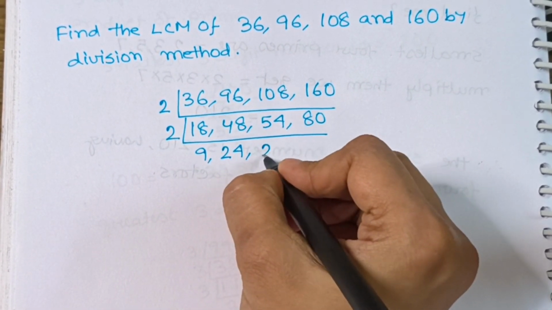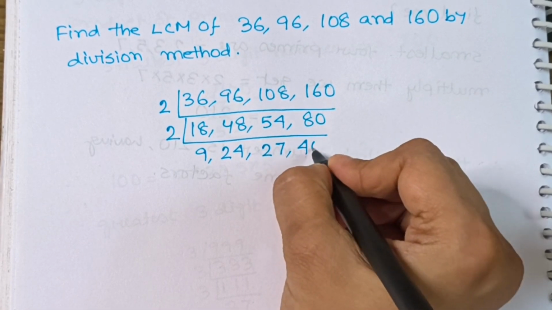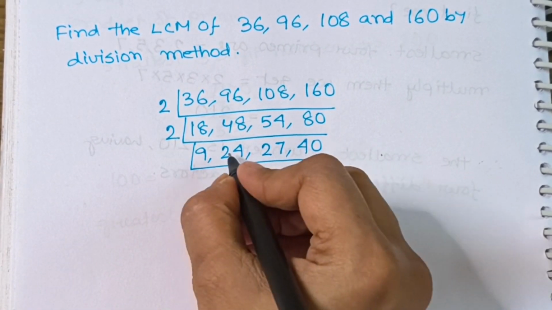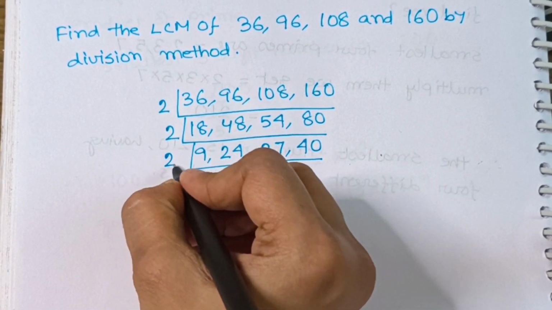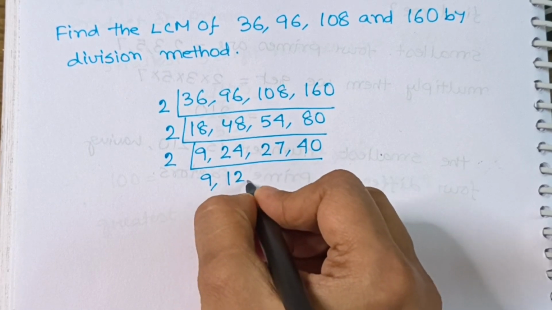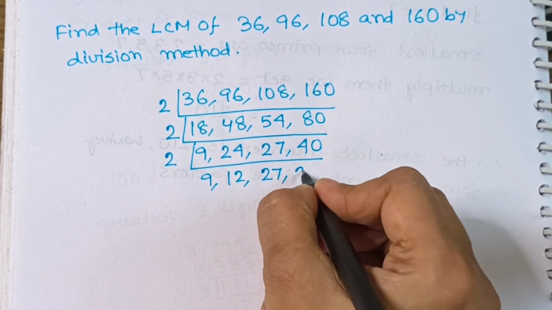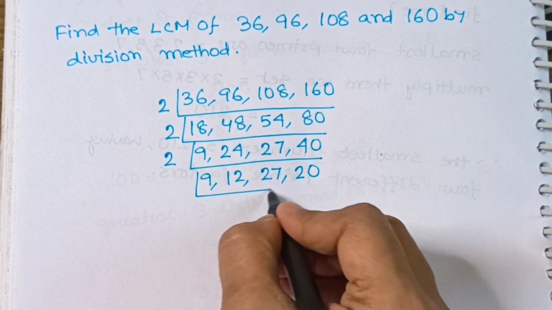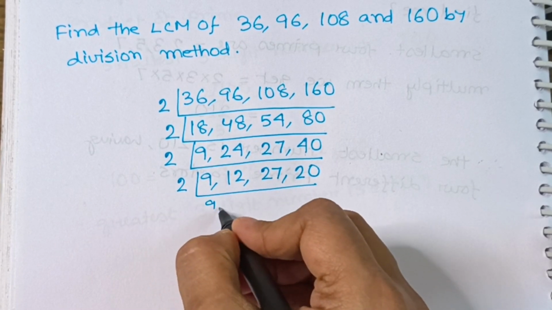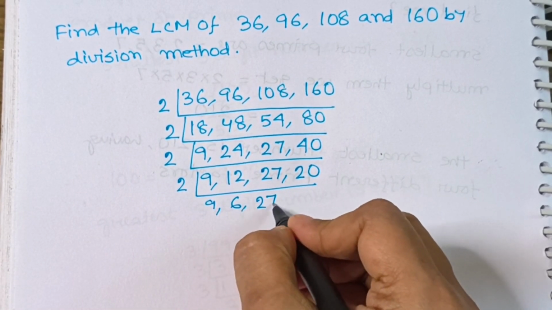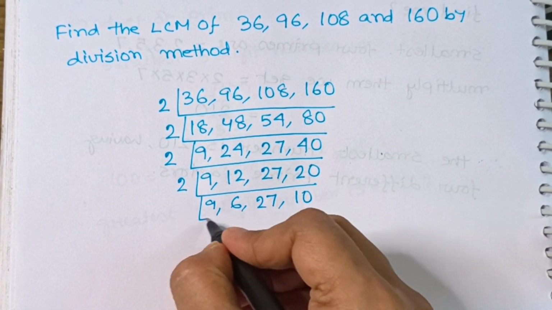Again, check the divisibility by 2. So start dividing 18, 48, 54 and 80 by 2. We will get 9, 24, 27 and 40. Check divisibility for 2. Here 24 and 40 are divisible. So start dividing these numbers by 2.